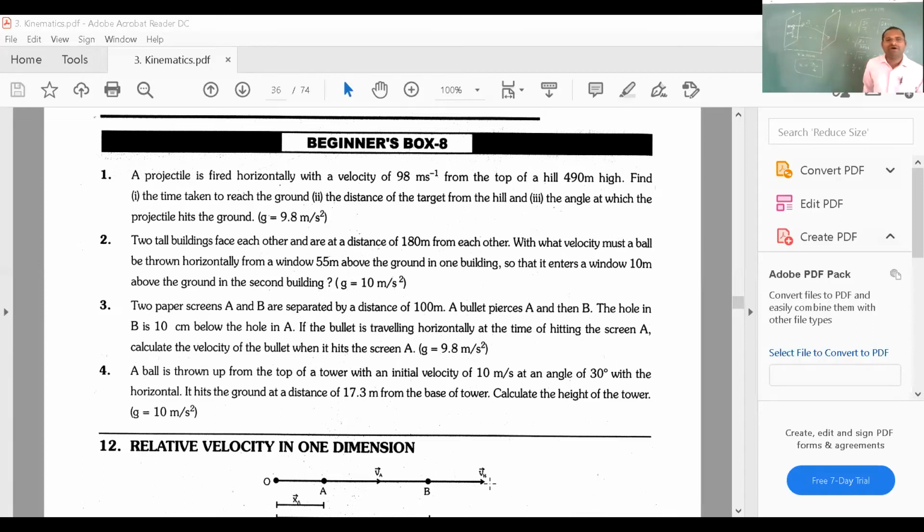Question number 4. A ball is thrown up from a tower with an initial velocity of 10 meters per second at an angle of 30 degrees to the horizontal. If it hits the ground at a distance of 17.3 meters from the base of the tower, calculate the height of the tower. Yes, we will solve this.